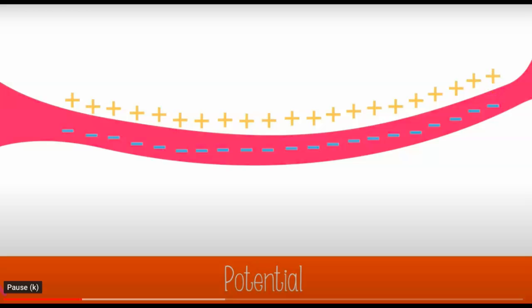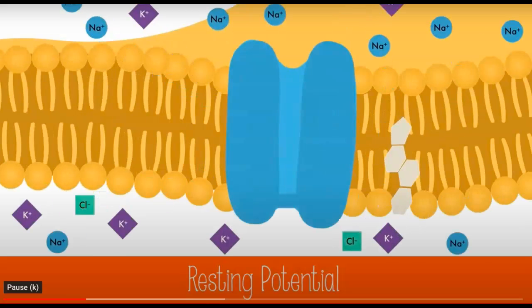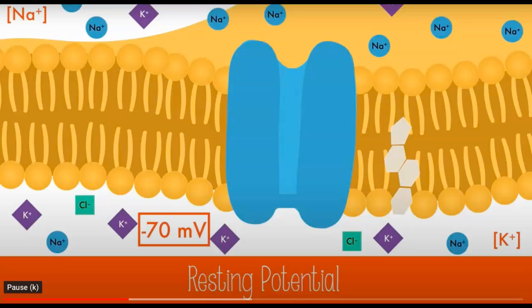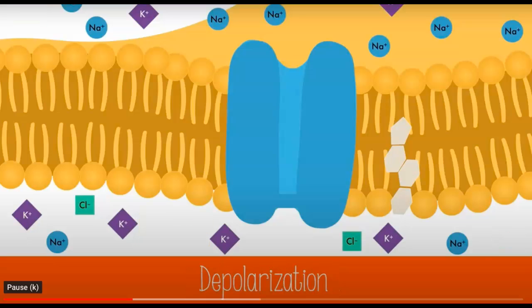Let's look even closer at the cell membrane. At rest, when a neuron isn't firing, there's a high concentration of sodium ions outside of the cell membrane, and also a high concentration of potassium ions in the cytosol of the cell. The sodium and potassium channels are gated and closed. Because of the difference in number of sodium and potassium ions, as well as the presence of negative ions like chlorine, there's an overall negative internal charge of negative 70 millivolts. The beginning of an impulse is marked by depolarization.